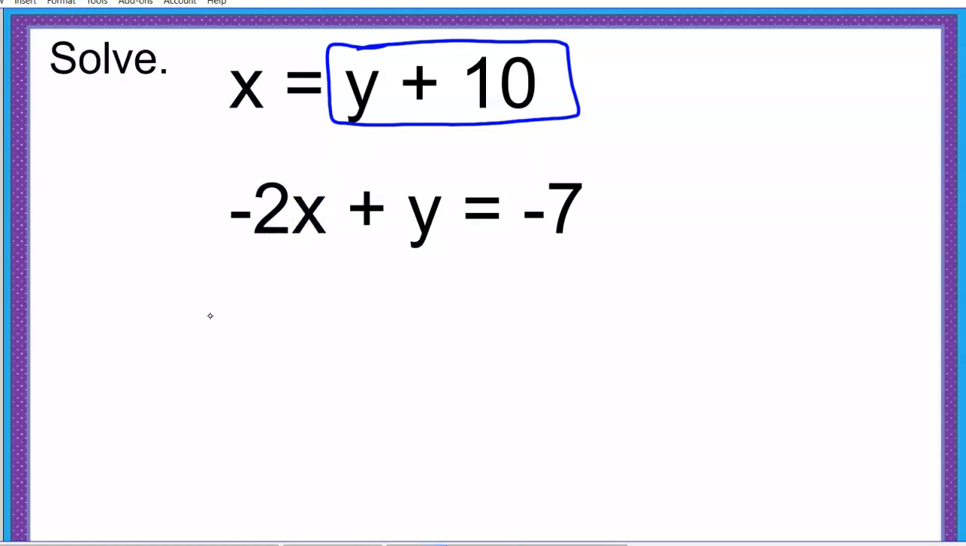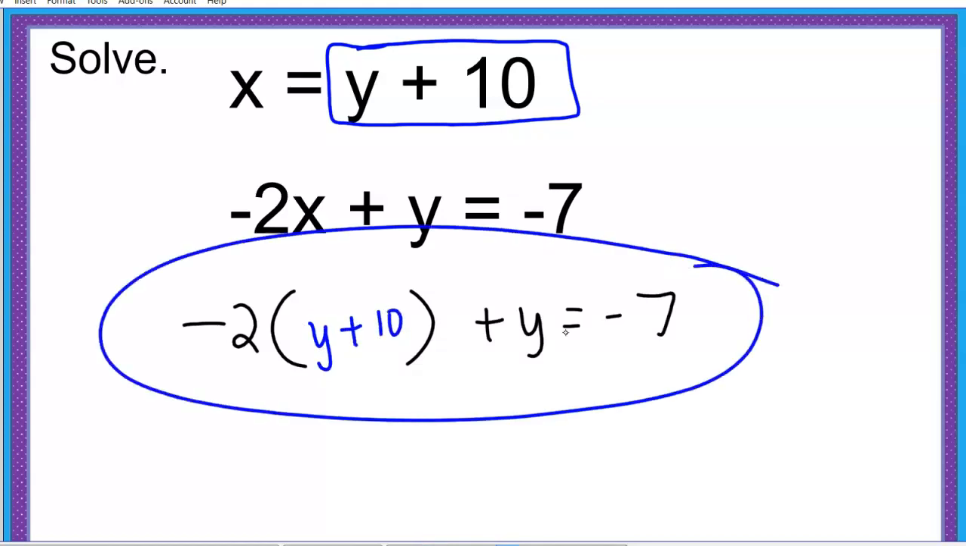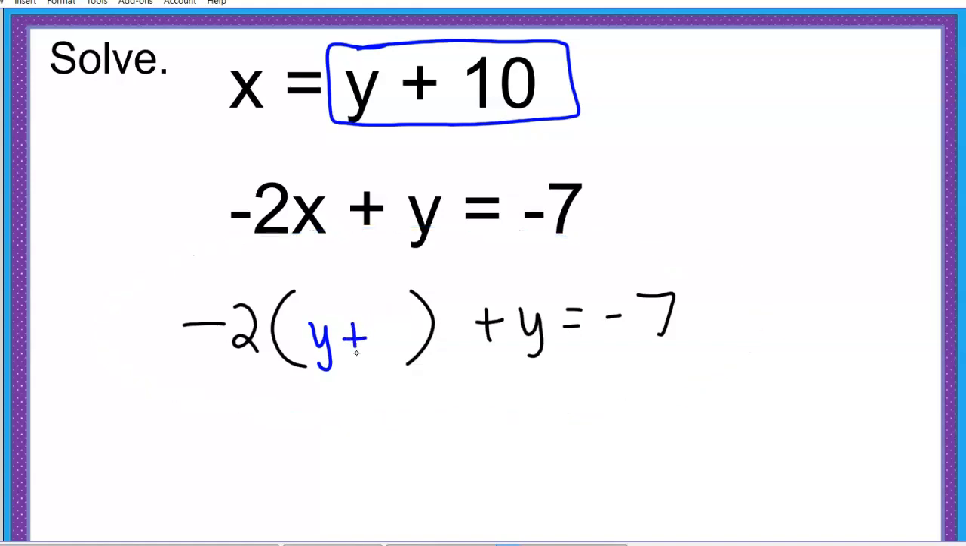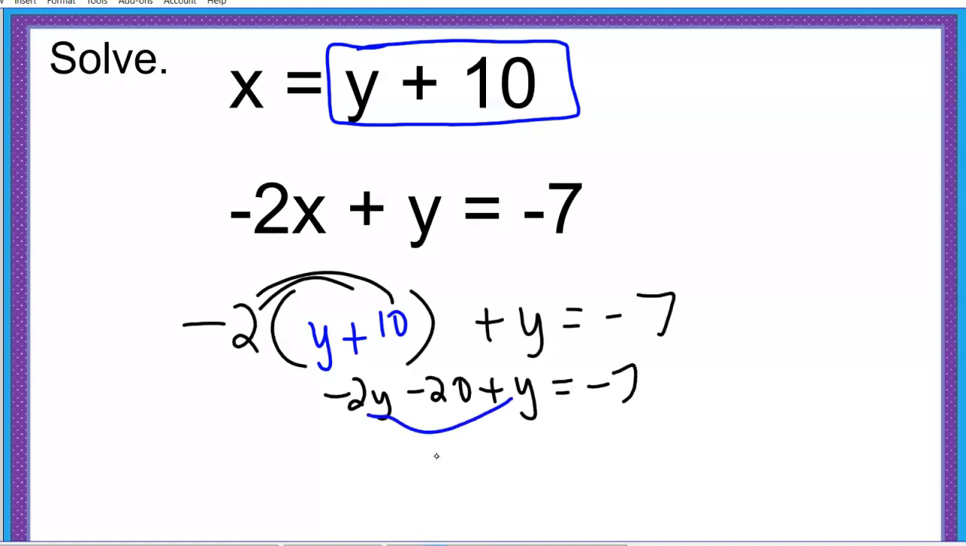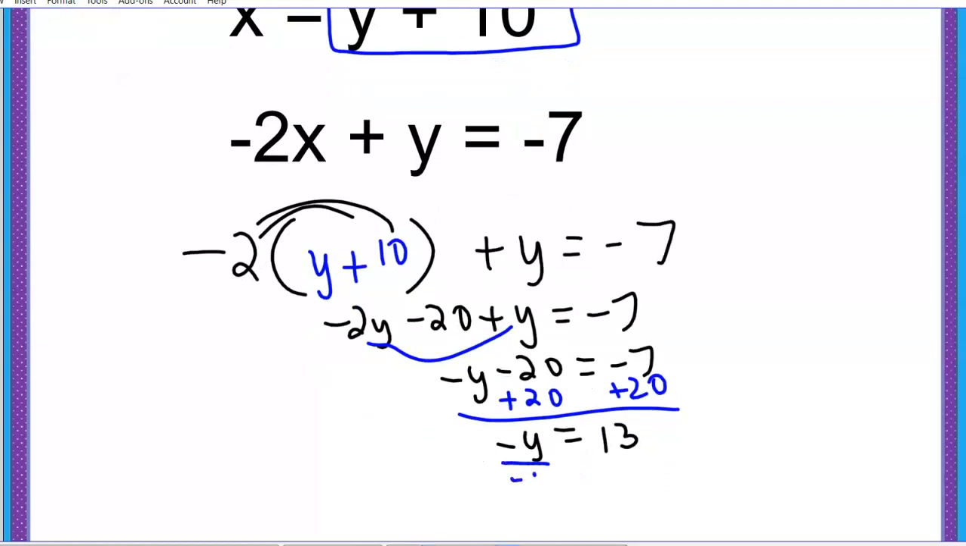So I'm going to rewrite the sentence that I chose, but instead of writing an x, I'm going to erase it and replace it with a y plus 10. Now I have a single sentence with one kind of letter only, the y. So I'm going to distribute. I'm going to combine like terms. I'm going to use an inverse operation. And I'm going to isolate my variable.